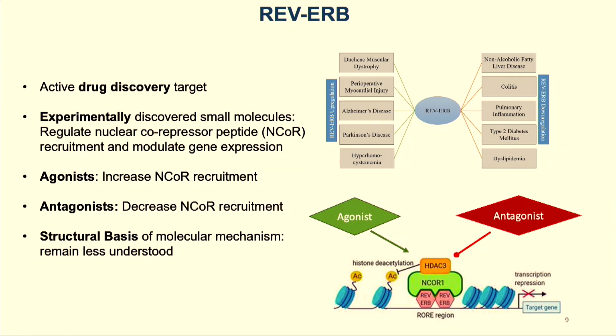Because it's an active drug discovery target. There have been enough studies now which tell us that both upregulation as well as downregulation of this particular gene creates issues. So both upregulation and downregulation have been implicated in a lot of different diseases. Now, I told you that this is a nuclear receptor.